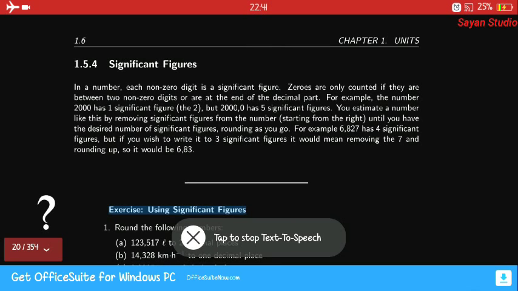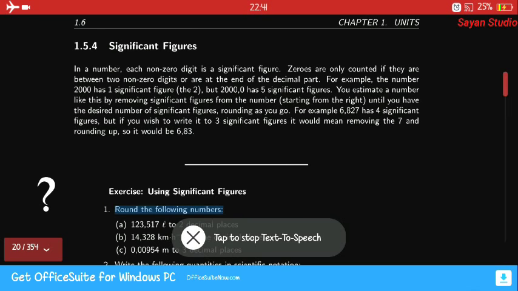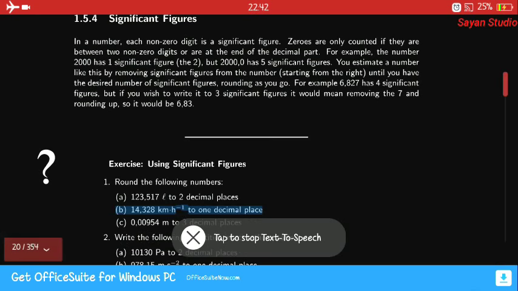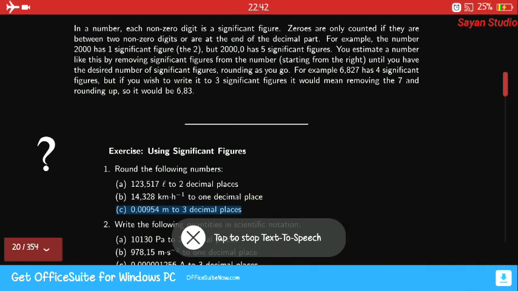Exercise using significant figures. 1. Round the following numbers. A. 123,517 to 2 decimal places. B. 14,328 km·h^-1 to 1 decimal place. C. 0.0954 m to 3 decimal places.